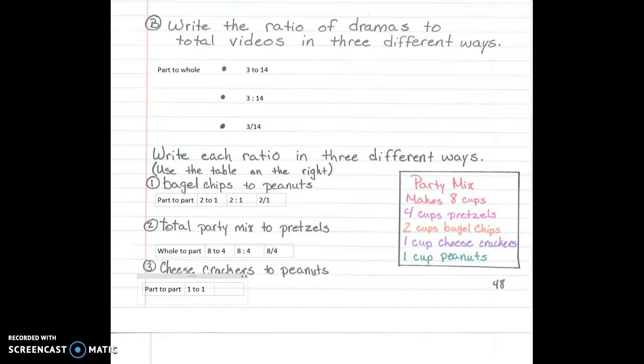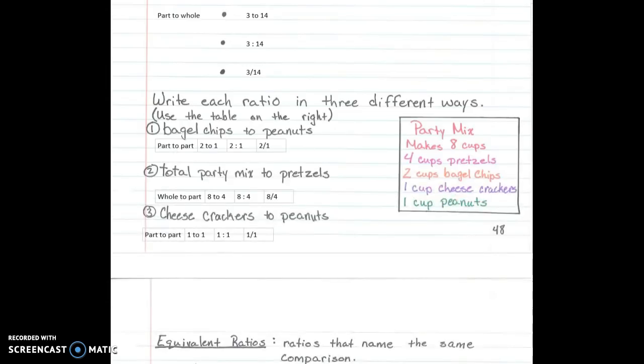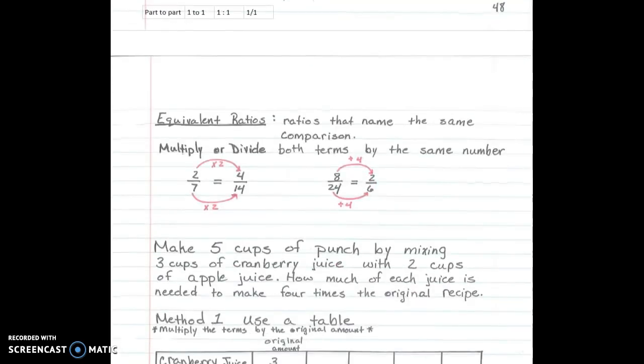As written with a colon, you have 1 colon 1, or 1-to-1 ratio. And as a fraction, you would have a 1 over 1. So this is, again, a 1-to-1 ratio. Now, in this one, order isn't as important since it's the exact same number. Just know that your cheese crackers to peanuts is 1-to-1. For every 1 cup is 1 cup.